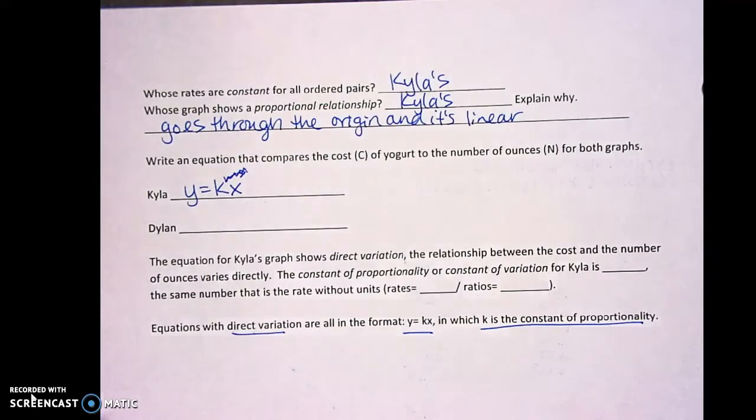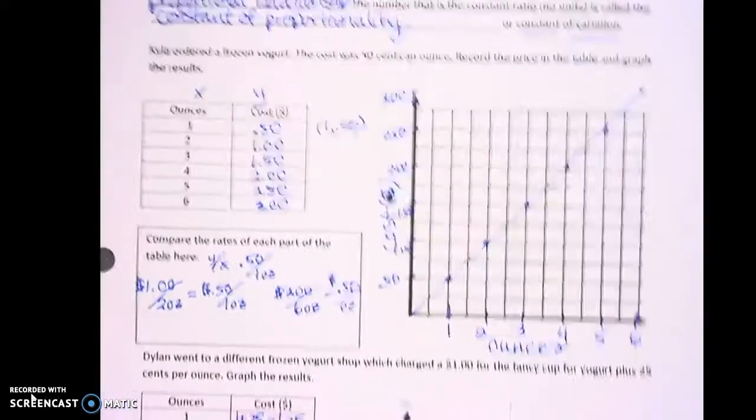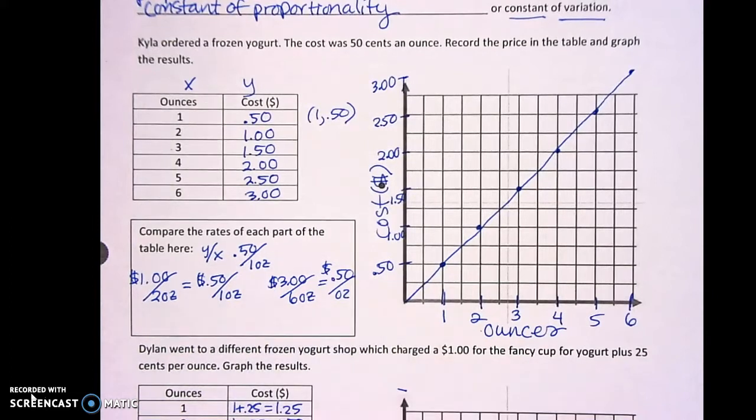So, what is that constant of proportionality? Well, what was the same for Kyla? Basically, we're looking at what was her unit rate. The unit rate was the same the whole time. Her constant of proportionality was 50 cents, 0.5.